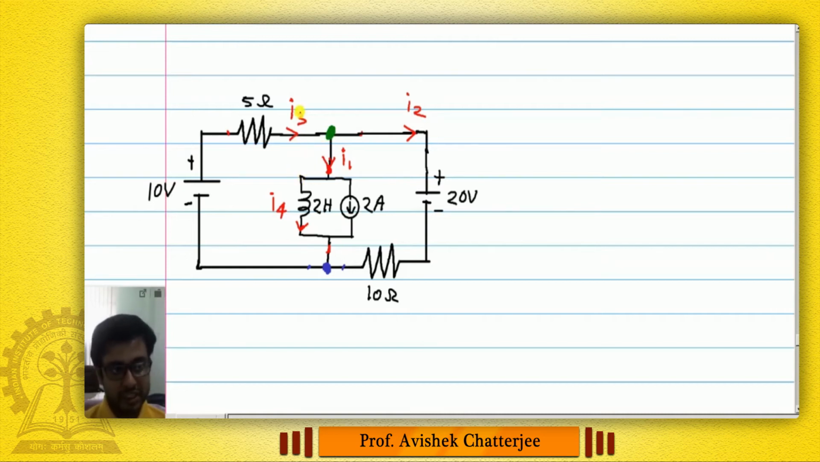Now instead of writing these currents and voltages as functions of time, in this circuit I will write the Laplace transform of these quantities. Capital I1 is, capital I2 is, I3 is, and I4 is.